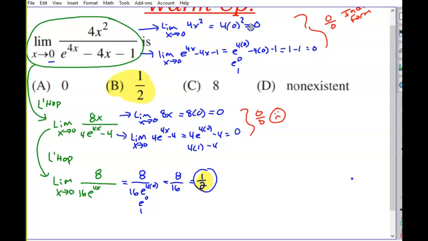Show the limit of the top goes to 0, show the limit of the bottom goes to 0, and that's our sign for an indeterminate form where we have to take the derivative of the top and bottom and now evaluate the limit again. Okay, and then you keep doing this as many times as you need to until you get your answer. All right, so hopefully that was a good refresher.